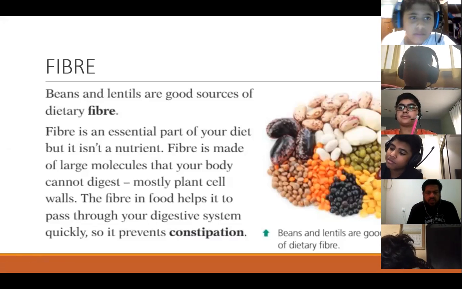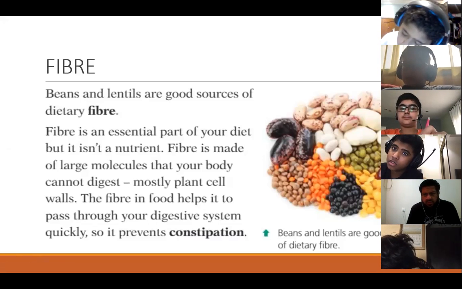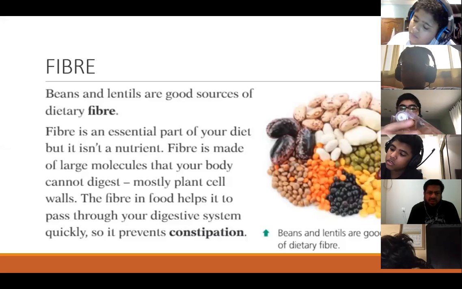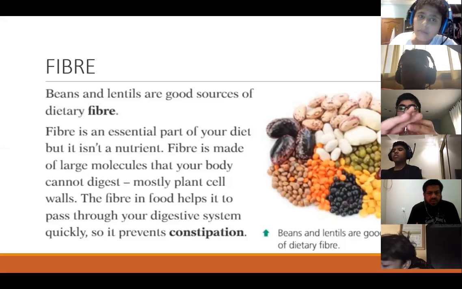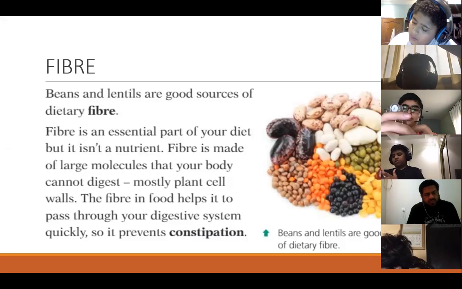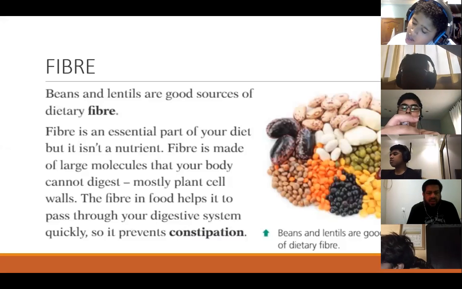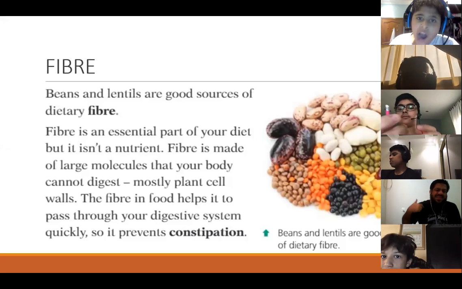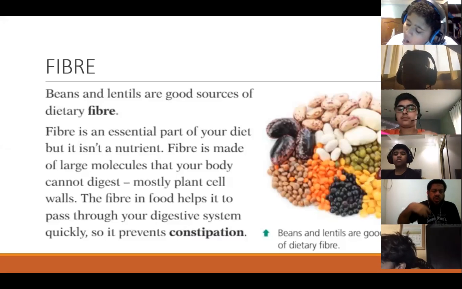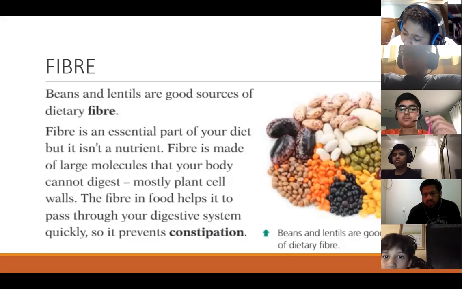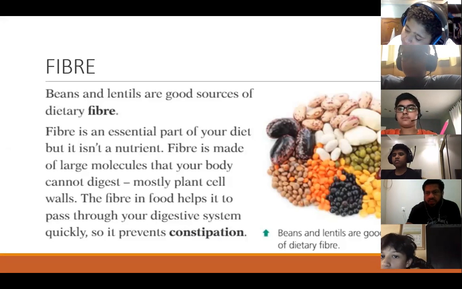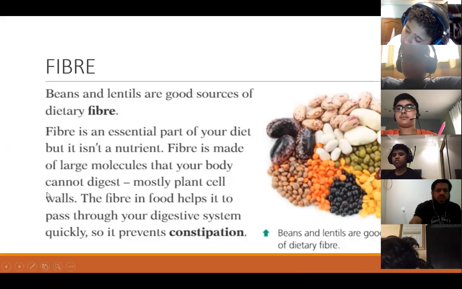So that is why we need fibers in our food so that we can easily pass it out. Fibers prevent constipation. Plus it has the water and it has the cell walls, so we can't digest it. So that's why it goes out of the body easily. Perfect answer. Good job. So let's go to the next slide.